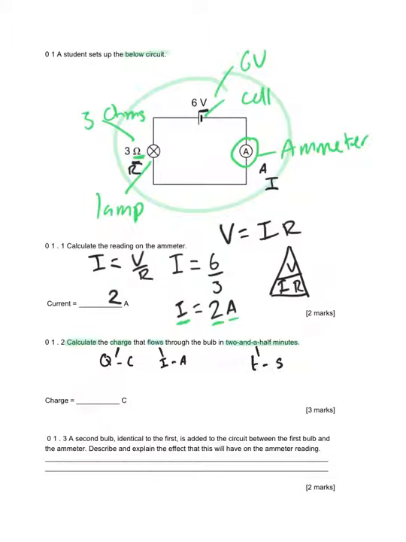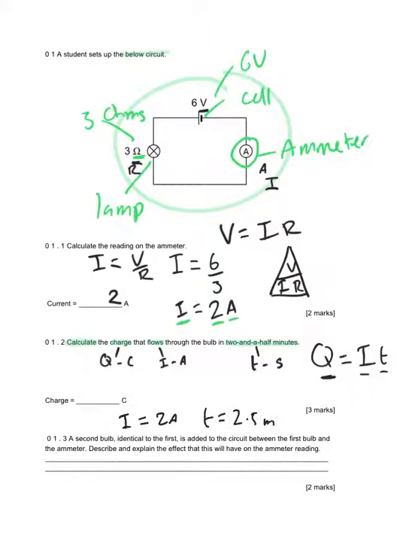So now I need to employ a formula which pulls all these things together. I know that Q equals IT: charge equals current times time. So how am I going to do this? Well, I've just calculated the current in the last question. I know that the current is 2 amps, so this is an example of questions that build on each other. I know that I equals 2 amps, and I know that time equals 2.5 minutes.